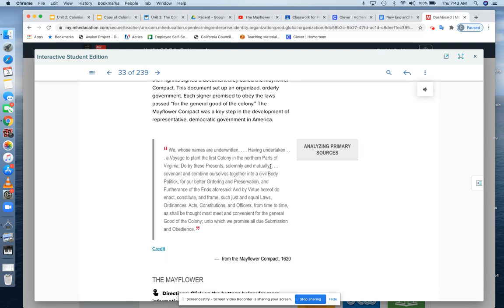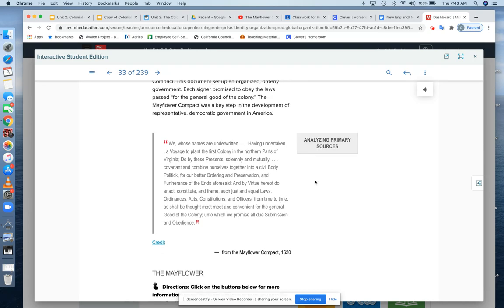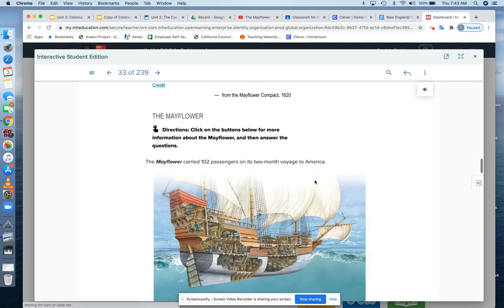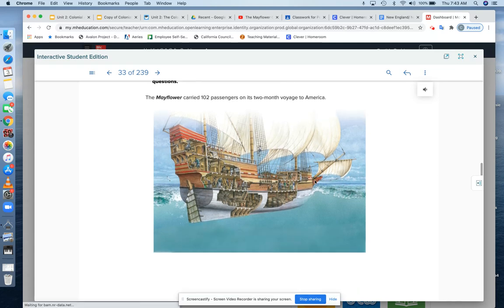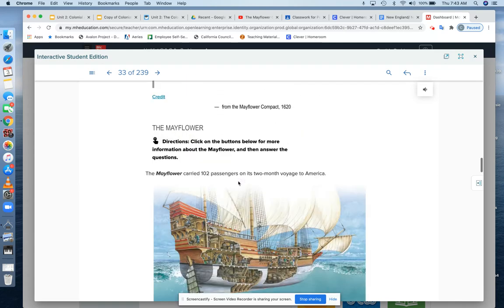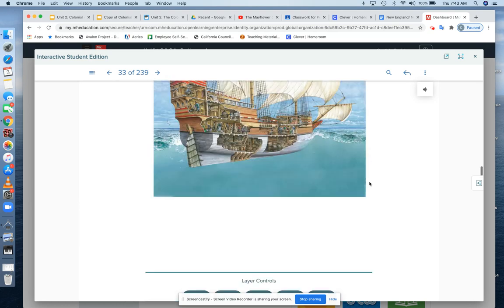And then there's a quote from the Mayflower Compact, and you can click on Analyzing Primary Sources if you want to see more. You can also click on the buttons. The Mayflower carried 102 passengers on its 2-month voyage to America.